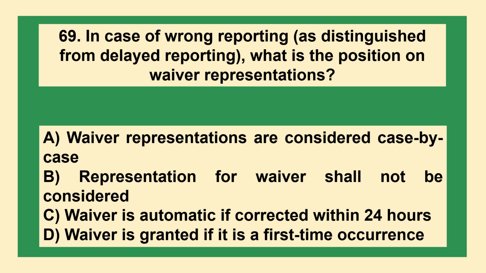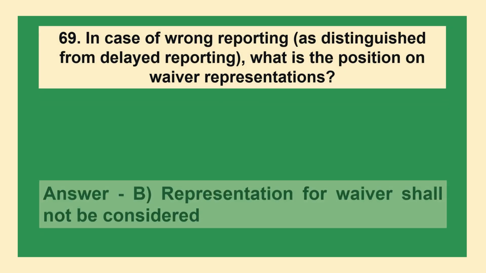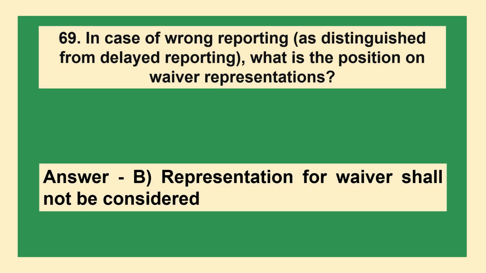In case of wrong reporting as distinguished from delayed reporting, what is the position on waiver representations? Option A, waiver representations are considered case by case. Option B, representation for waiver shall not be considered. Option C, waiver is automatic if corrected within 24 hours. Option D, waiver is granted if it is a first time occurrence. The answer is option B, representation for waiver shall not be considered.